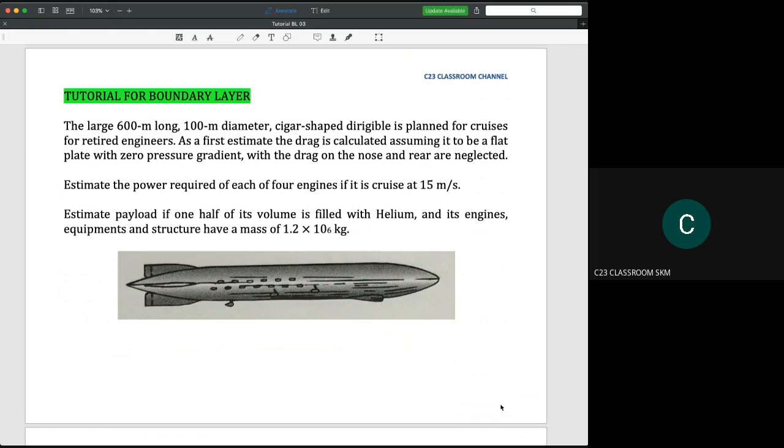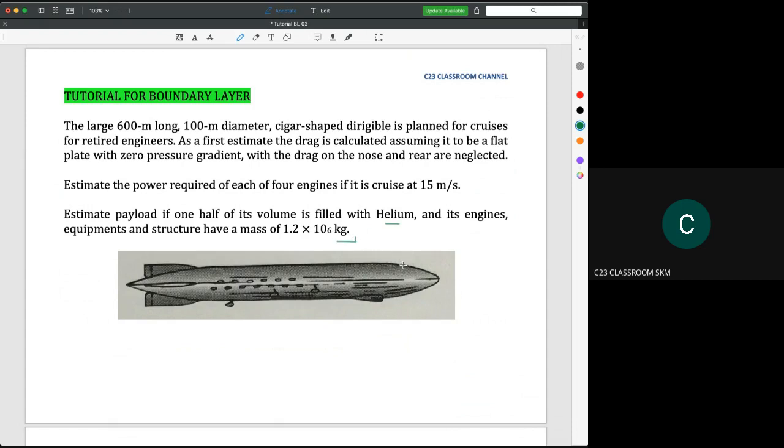So in this question, the large 600-meter long, 100 meters diameter, cigar-shaped dirigible is planned for cruise for retired engineers. As a first estimate, the drag is calculated assuming it to be a flat plate with zero pressure gradient, with the drag on the nose and rear neglected. Estimate the power required of each of four engines if it is cruised at 15 meter per second. Estimate payload if one half of its volume is filled with helium, and its engine, equipment, and structure have a mass of 1.2 times 10 to the power of 6 kilogram.